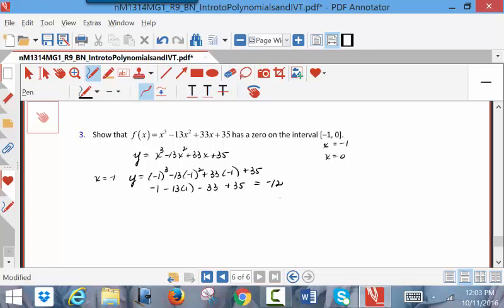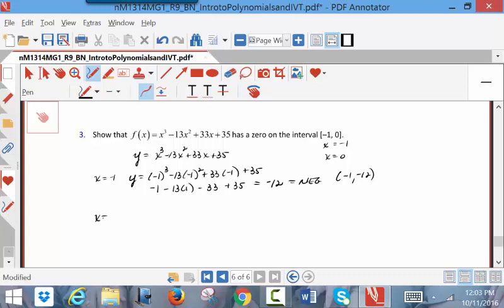Did I do that right? Why is the 33 negative? Because it's 33 times negative 1. Oh. Did I do that right? Or pretty close? It's going to be negative. That's all we care about. All we really care is this is a negative value, so it's under the x-axis. So this is the ordered pair negative 1, negative 12. We are under the x-axis.